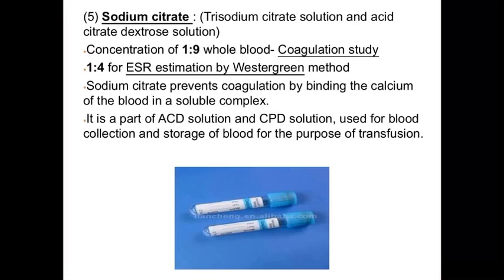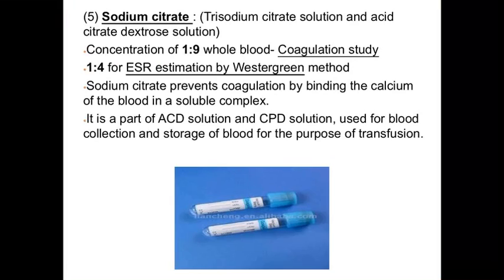Now last is sodium citrate. It contains a trisodium citrate solution and the acid citrate dextrose solution. The concentration of 1/9 whole blood is used for the coagulation study and 1/4 for the ESR estimation by the Westergren method. Sodium citrate prevents coagulation by binding the calcium of the blood in a soluble complex.